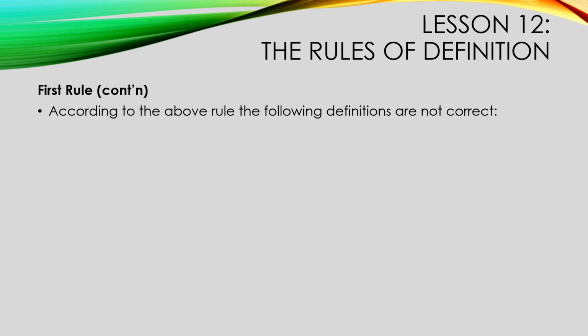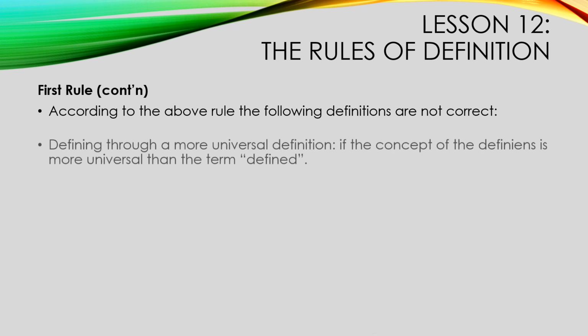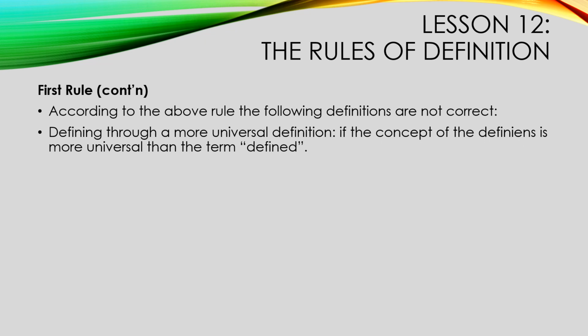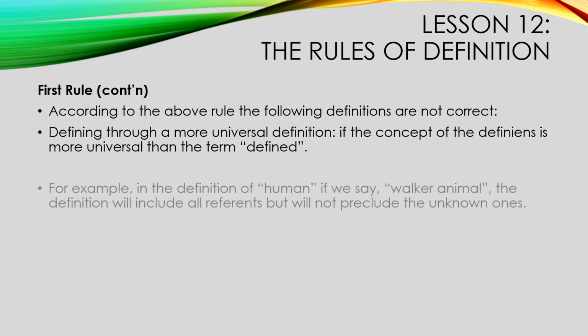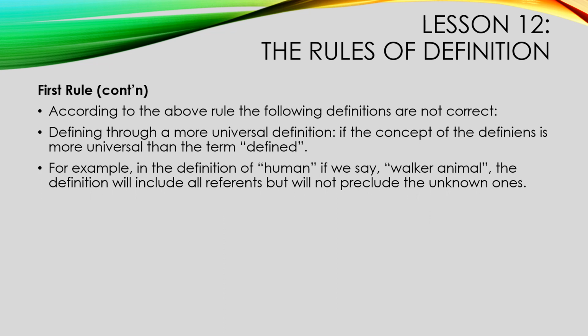According to the above rule, the following definitions are not correct. Defining through a more universal definition, if the concept of the definition is more universal than the term defined. For example, in the definition of human, if we say walker animal, the definition will include all referents but will not preclude the unknown ones.